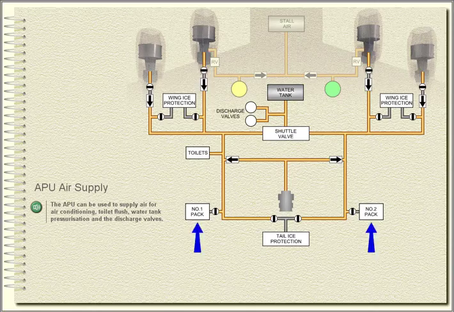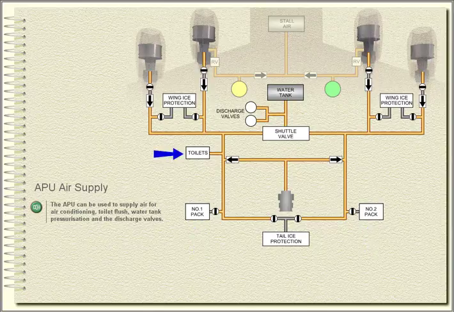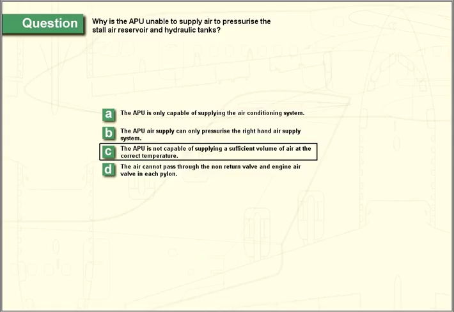APU air supply. The APU can be used to supply air for air conditioning, toilet flush, water tank pressurization, and the discharge valves. The APU cannot supply air to the hydraulic tanks or stall air reservoir.